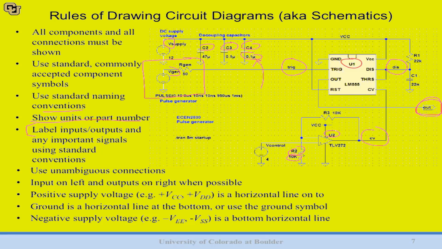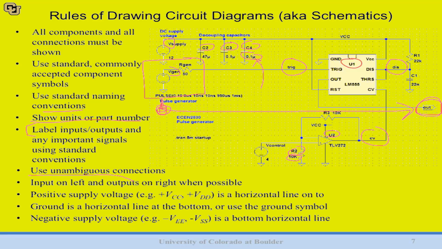So you can see trigger, discharge, CV are all labeled. That's going to make it easier when we're debugging to quickly find the important signals, or what we thought was important when we built the circuit. Unambiguous connections. It's kind of hard to get ambiguous connections in a simulation program, but really focus on that if you're hand drawing circuits. And then just in general, our data flow goes from left, here's our input, to right.